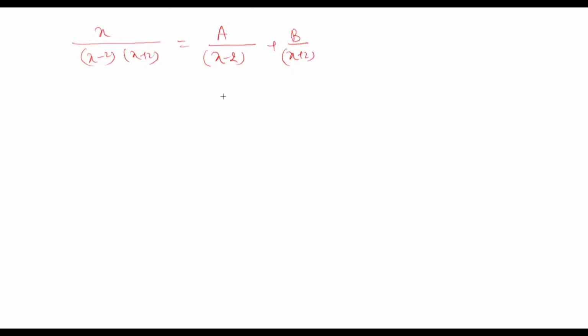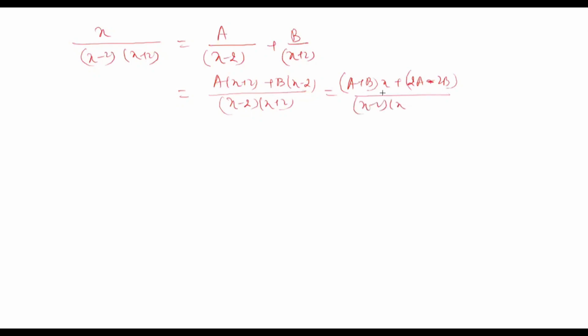So essentially, if you take their LCM, x minus 2 into x plus 2, this will become a into x plus 2, and a and b are constants, so b into x minus 2. Then you can write this as a plus b into x plus 2a minus 2b upon x minus 2 into x plus 2.